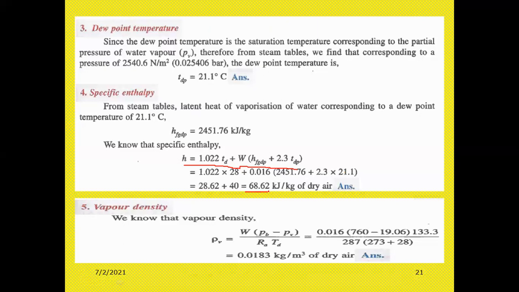Now, what is the vapor density? The vapor density rho V is given by the formula rho V is equal to W times PB minus PV divided by RA TD. After substituting the values, we get rho V is equal to 0.0183. Got it? Right.